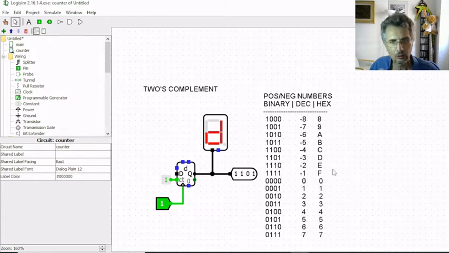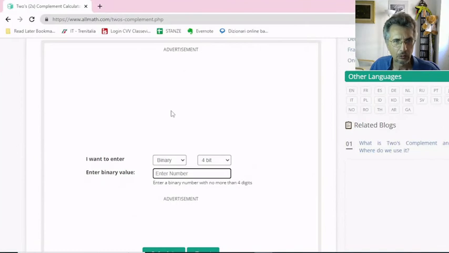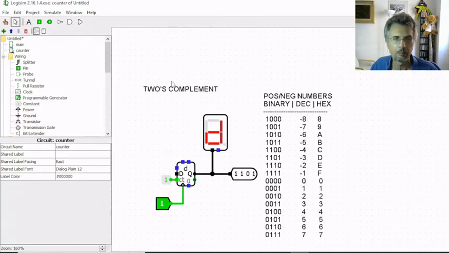So how does it work? I show you using this site. I write here a positive number, for example 0011. I am using 4-bit numbers for the sake of simplicity, but we could use even 8 bits or more, it is not a problem. So this is plus 3. And we want to calculate minus 3, so the 2's complement of plus 3. This is plus 3, and this one is minus 3.